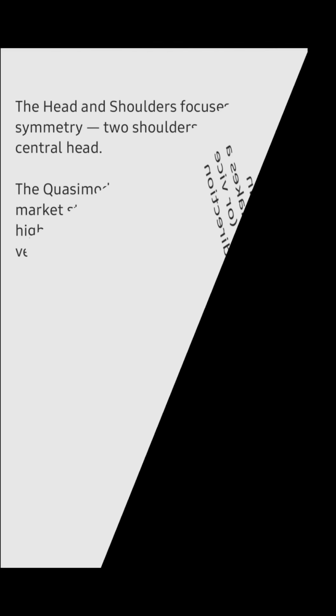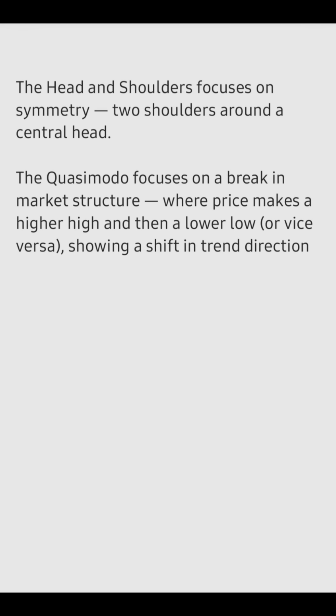We move on to differences. The heads and shoulders focuses on symmetry. The two shoulders are around a central head and they are equally sized. The Quasimodo focuses on a break in market structure where price makes a higher high then a lower low or vice versa, thereby showing a shift in trend direction.